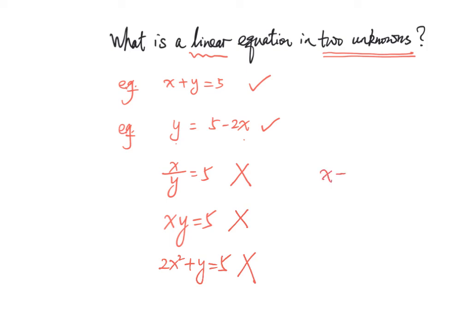and x plus y minus z equal to 0. This is not a linear equation in two unknowns. Here you can see more than two unknowns, x, y, and z. So this is not a linear equation in two unknowns. Okay, that's it.